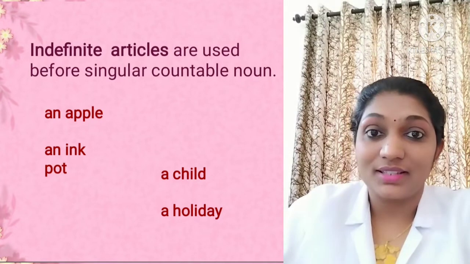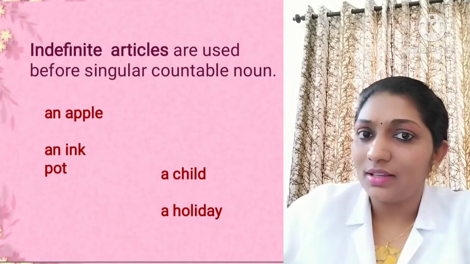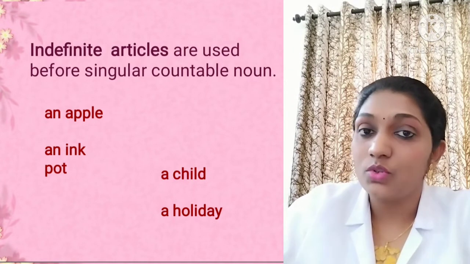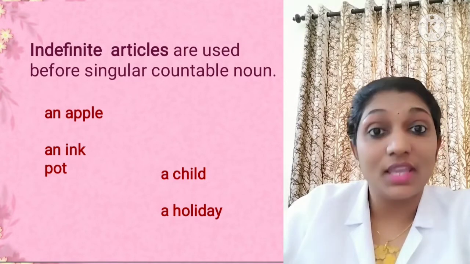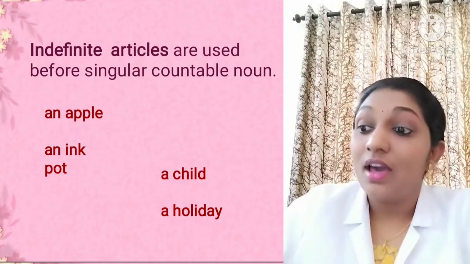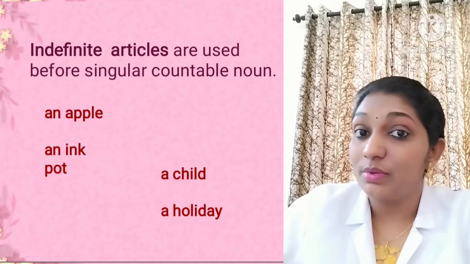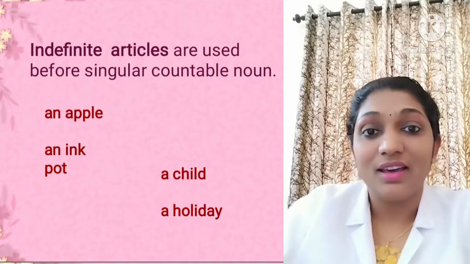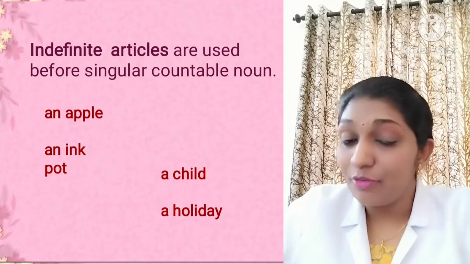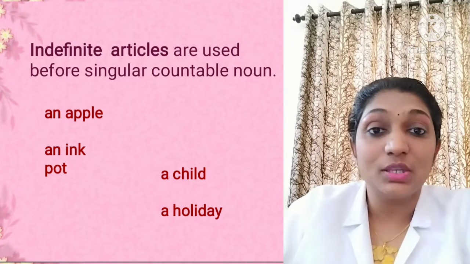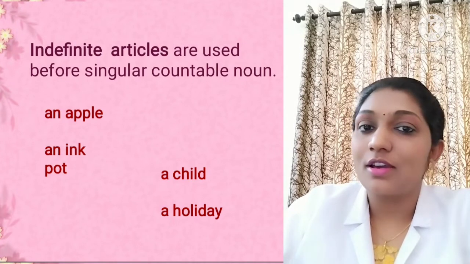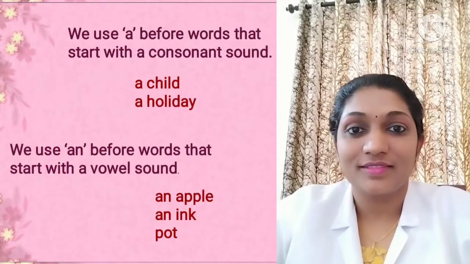Then a child. Child, can you count child? Yes, you can count, isn't it? You can count children. And here child is singular, so you are using a. A holiday. Holiday is also a singular countable noun, so you are using a there. So, indefinite articles are always used before singular countable nouns.